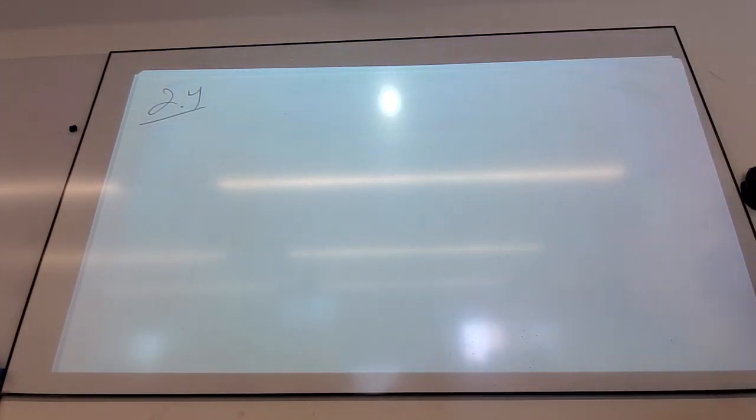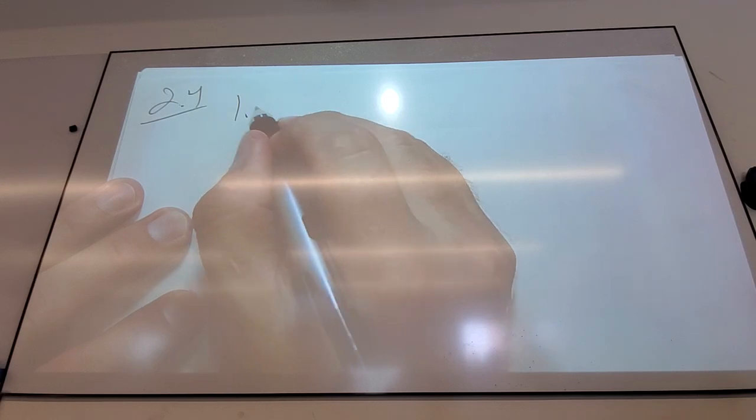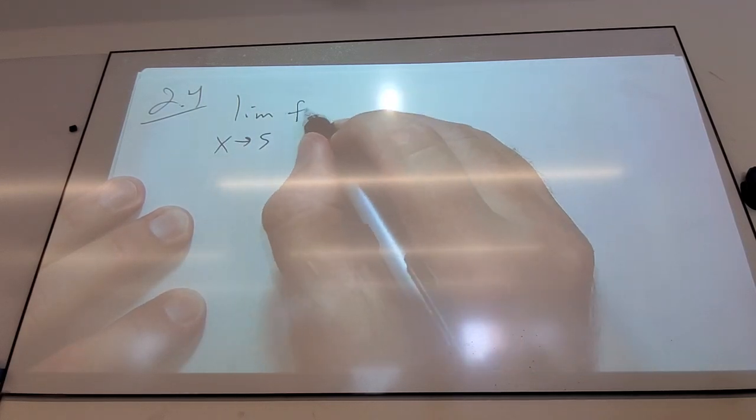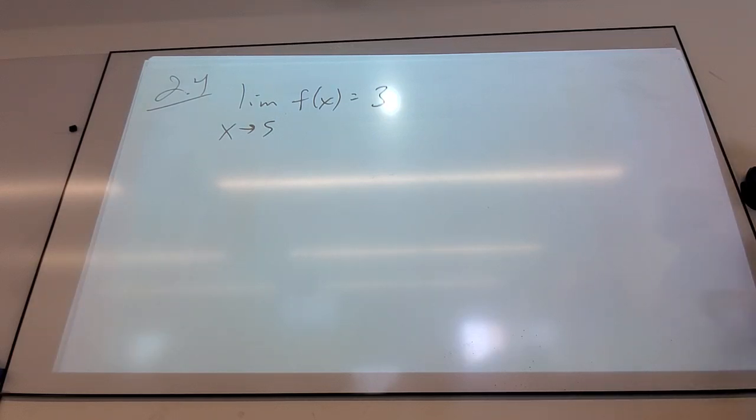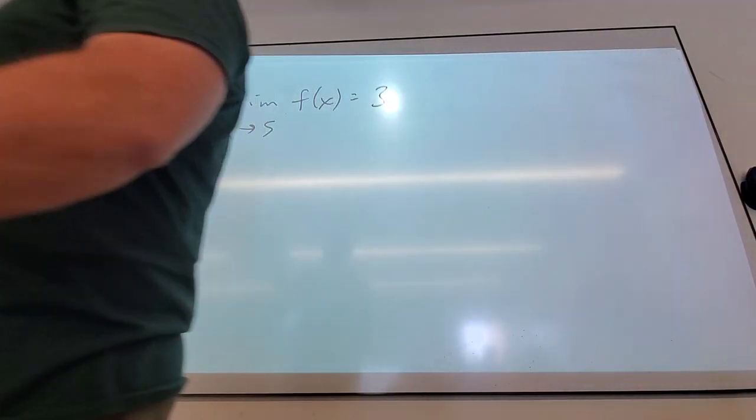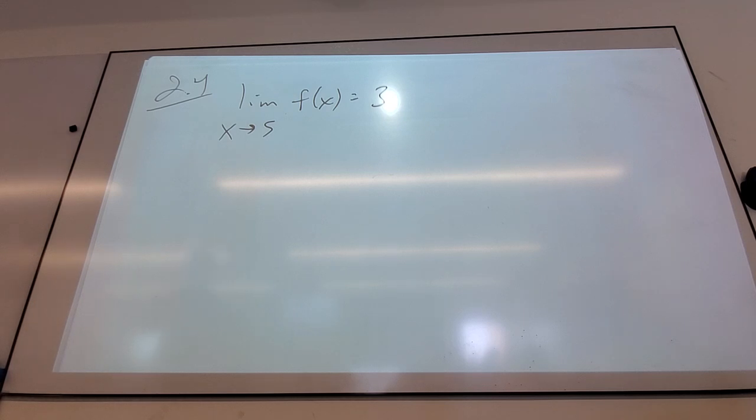So let me remind us what this was. If the limit as x goes to 5 of some function is 3, what does this mean happens when my inputs get close to 5? What must happen for the statement to be true? If my inputs get really close to 5, my outputs must get really close to 3. Is everybody with me? Does that make sense?